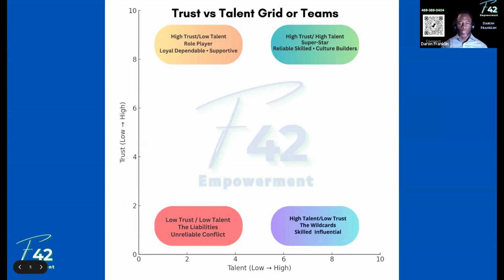Role player. Thank you, Bonnie. She could be a wild card or a superstar in that mix. All right. Good. Okay. Somewhere in between that role player and superstar.